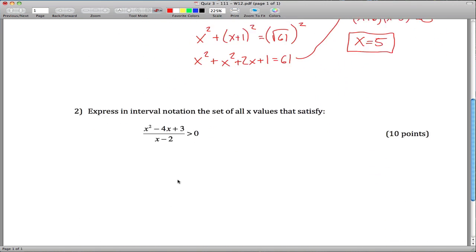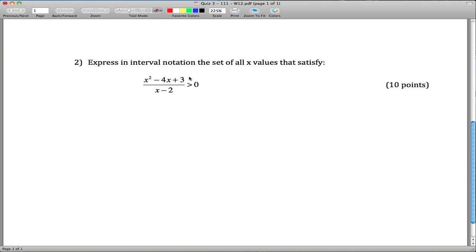Moving on to number 2. Let's see, express in interval notation the set of values that satisfy this mess right here. What you want to do is factor out the top. Two numbers that multiply to negative 4 and add to positive 3. So negative 3, negative 1.